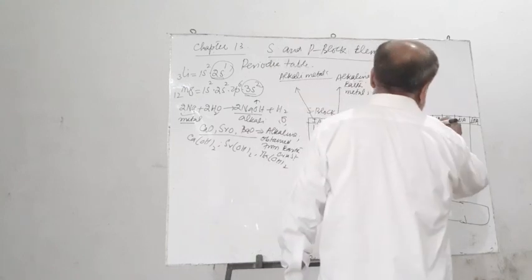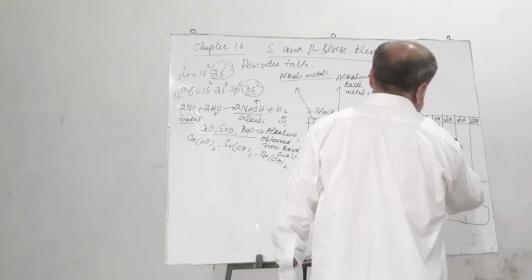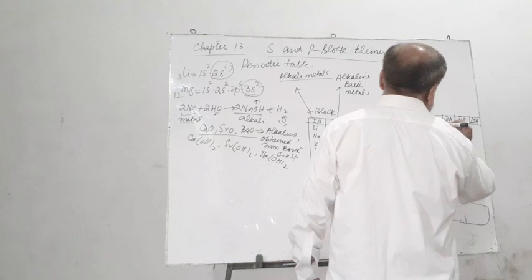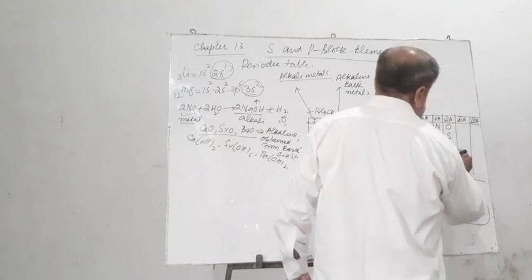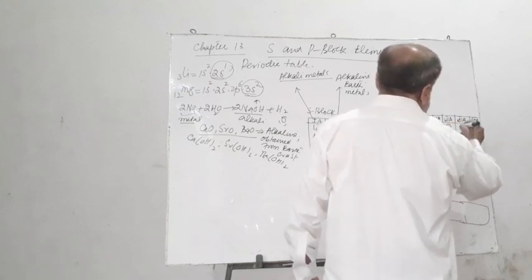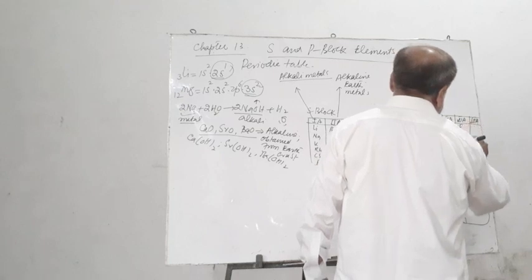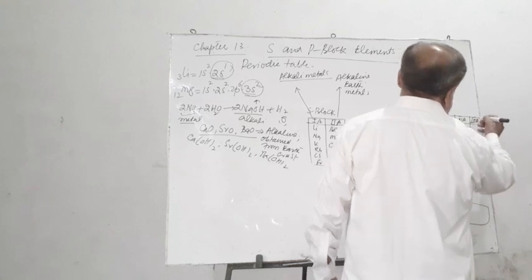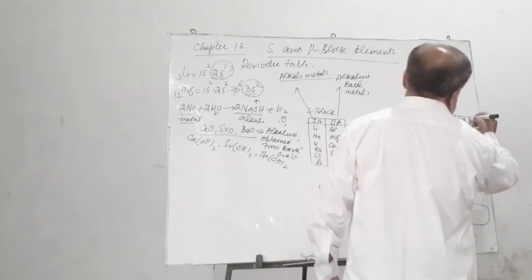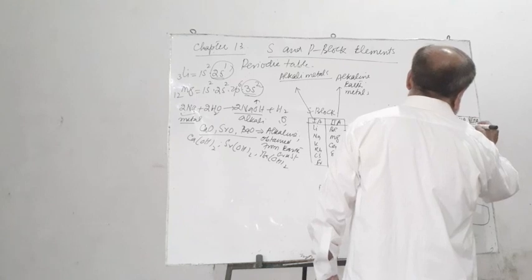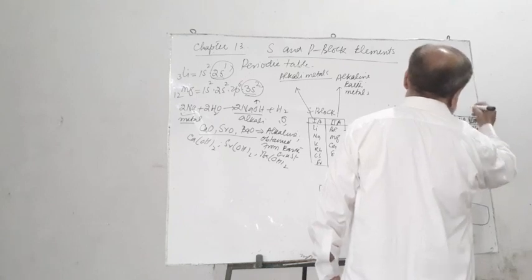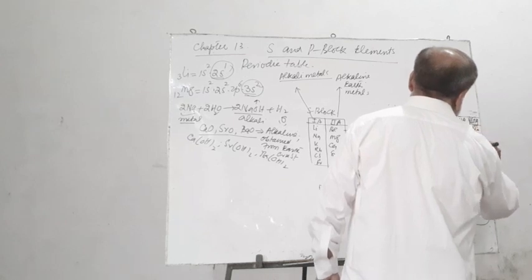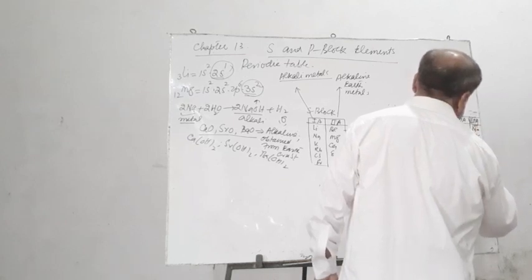Group 5A consists of nitrogen, phosphorus, arsenic, antimony and bismuth. Group 6A consists of oxygen, sulfur, selenium, tellurium and polonium. Group 7A consists of fluorine, chlorine, bromine, iodine and astatine. And group 8A, which are known as noble gases, consist of helium, neon, argon, krypton, xenon and radon.